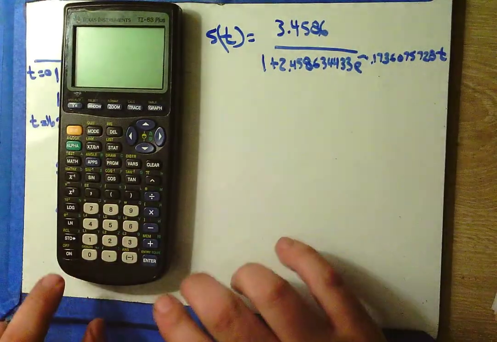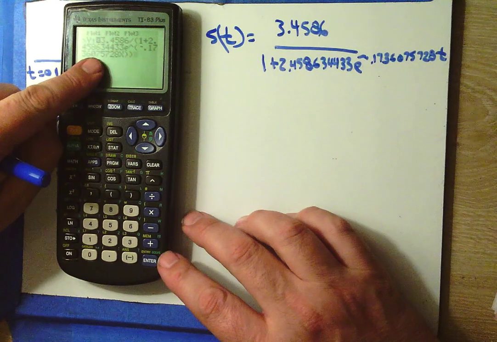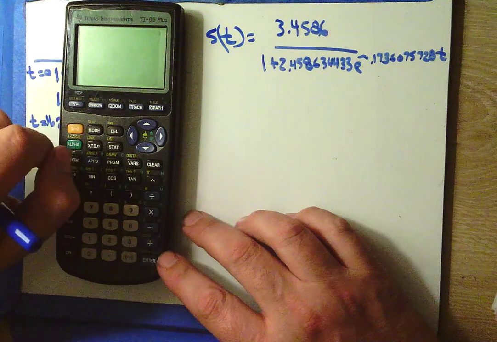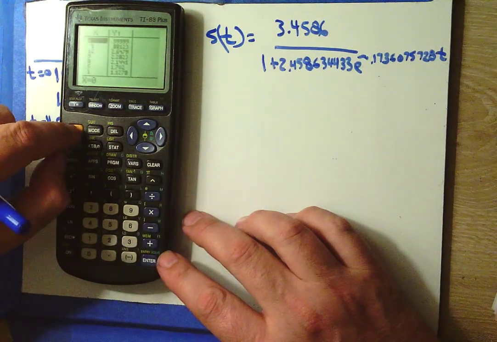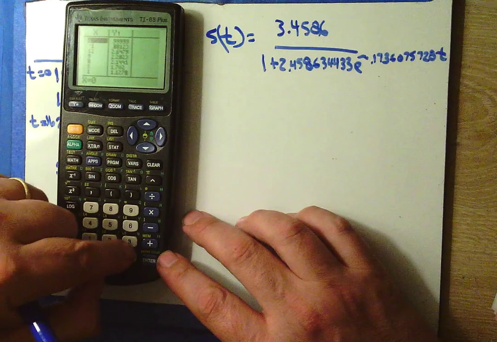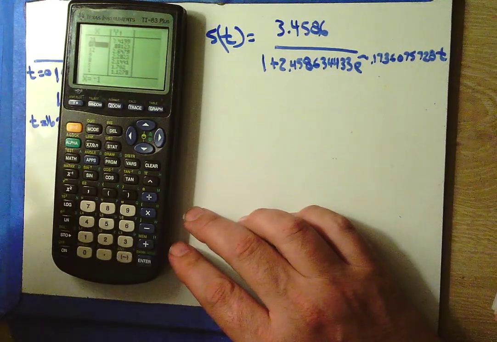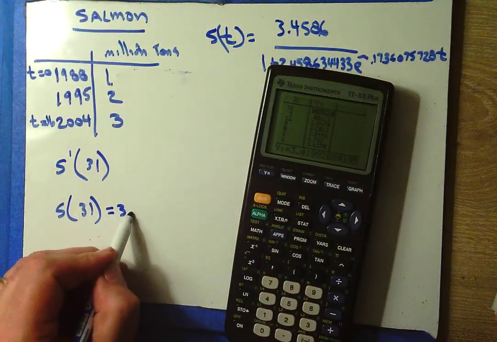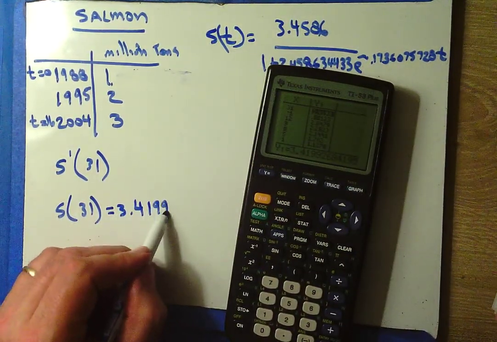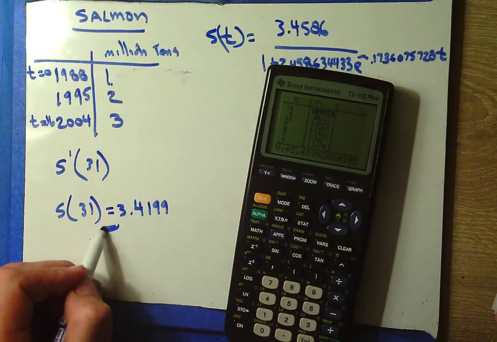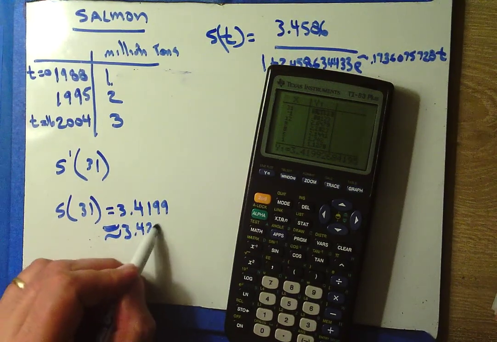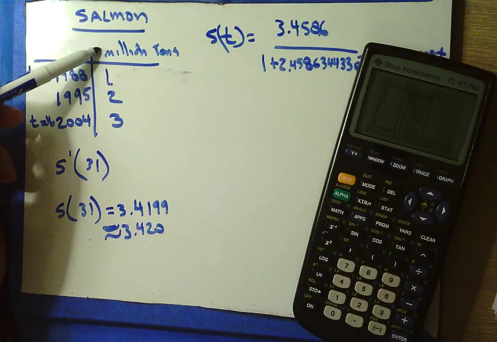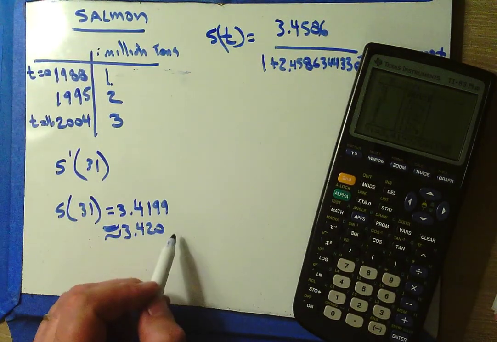So here's my calculator. And I've conveniently typed in our salmon farming function here. But I'm going to go over and use the table. And I'm going to type in 31. And I get S of 31 equals 3.4199, or approximately 3.420. Now, what are the units here? Well, we know the units on S of t are millions of tons.